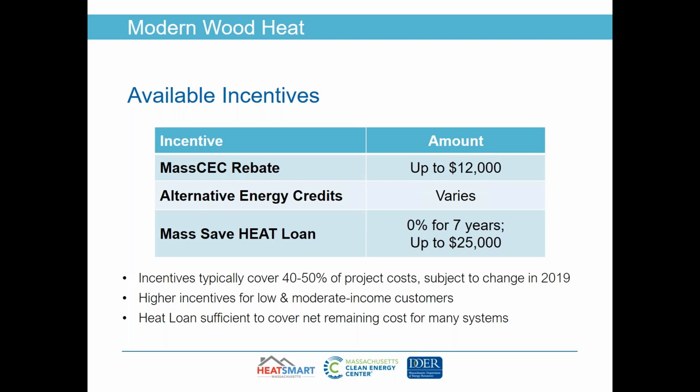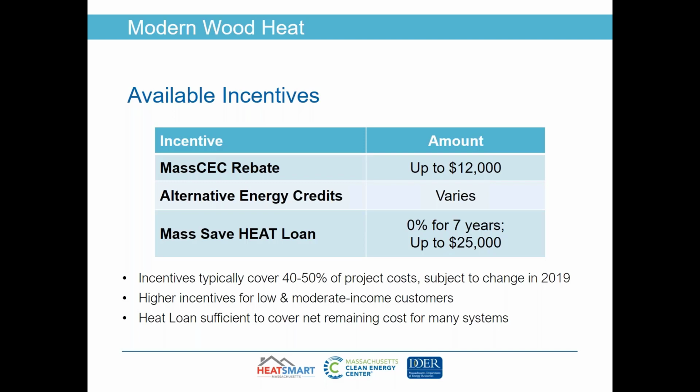So now let's get into some of the incentives. The incentives for modern wood heating tend to be fairly generous. We offer up to $12,000 depending on the cost of the system. And like Josh mentioned before, the alternative energy credits vary depending on the amount of thermal energy you're producing. We also have Mass Save HEAT loans, which for this technology tend to cover the net remaining cost for most systems. In general, people should expect about 40 to 50% cost offset from this full subsidy package. And there are higher incentives available for low and moderate income households.